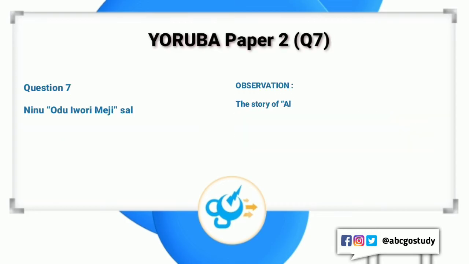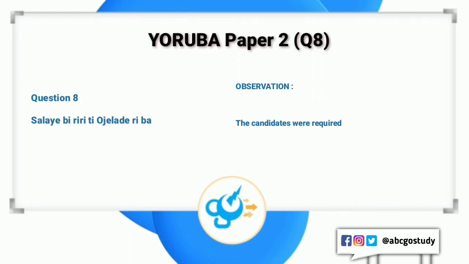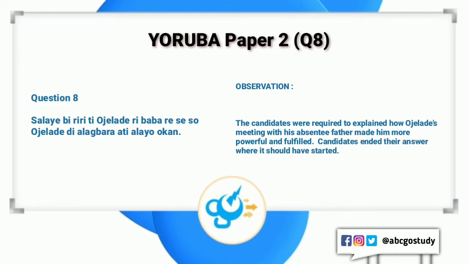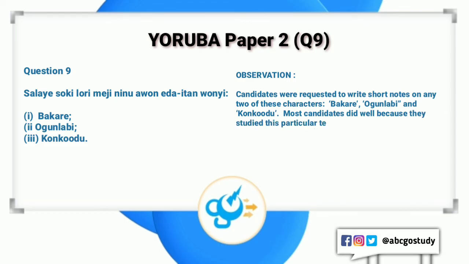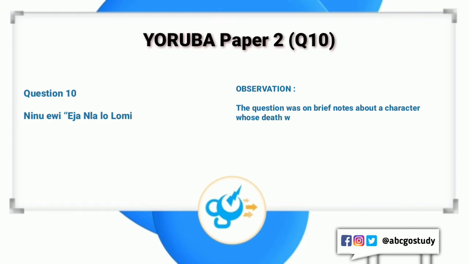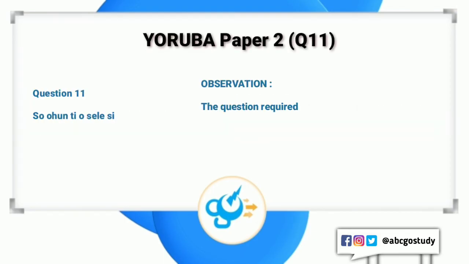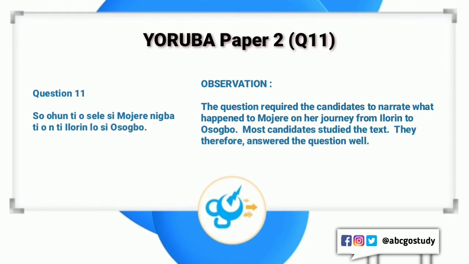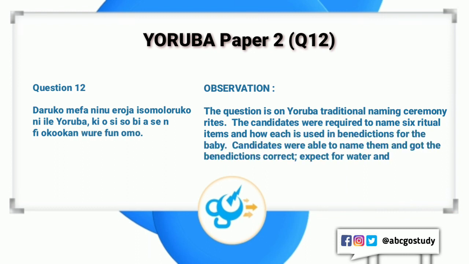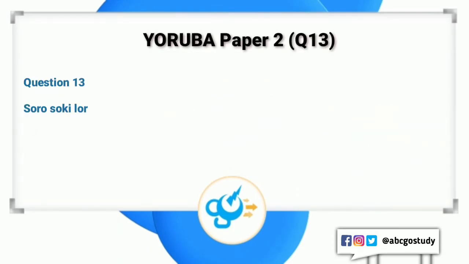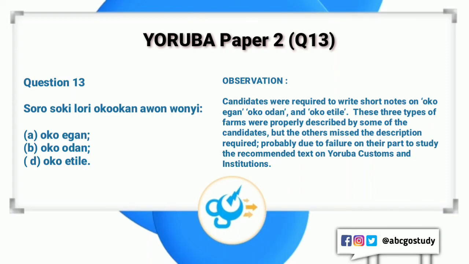Question 7 through question 13: for each, look at the question, look at the general observation of WAEC, then look at the comments. I think you found this helpful.